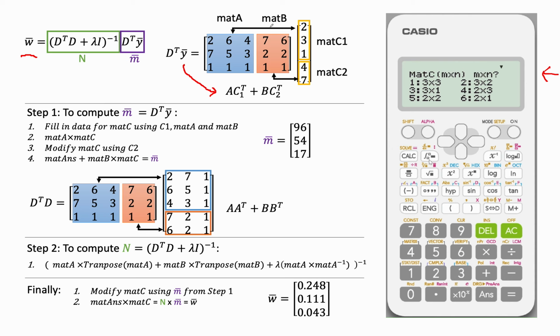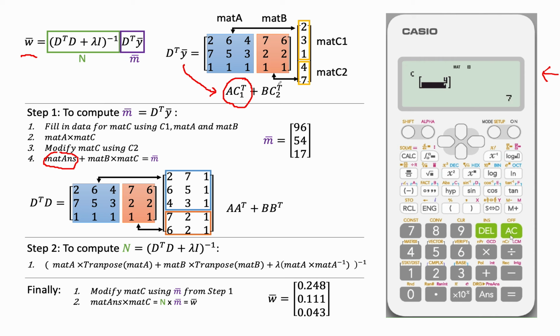After we fill in matrix A, B, and C1, we will be able to proceed to compute A C1 transpose. This can be done on scientific calculators using the variables that we have defined, matrix A and matrix C. This will give us the numerical value for the first term, and it will be stored as an intermediate solution in a variable known as matrix answer, which stores the intermediate answers here.